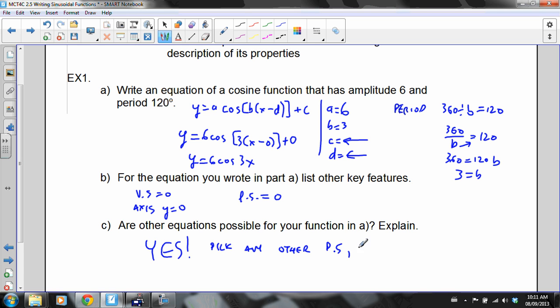Any other phase shift or vertical shift. Notice also that if we had A being negative and it was a flip in the x-axis, that the cosine function started at its minimum instead of its maximum, that would also be a possibility.